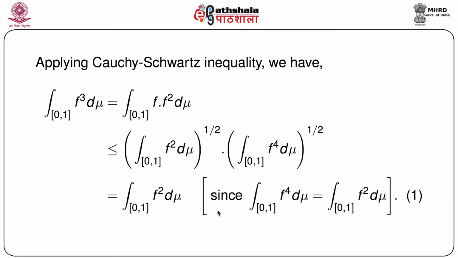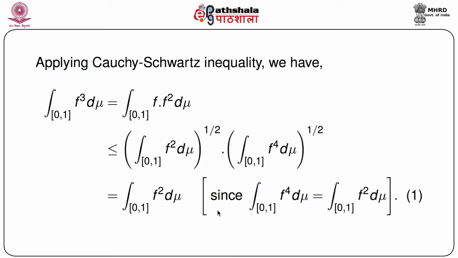First we apply the Cauchy-Schwarz inequality to have the integral over [0,1] of f cubed dμ equal to the integral of f times f squared. So we split this f cubed, treating it as a product of two functions, f and f squared, so that we can directly apply the Cauchy-Schwarz inequality. This gives us that the integral of f cubed dμ is less than or equal to the integral of f squared dμ to the power half, into the integral of f to the power 4 dμ, whole to the power half. Whenever I say integral or integration, it means for this problem that integration is always over the closed interval [0,1].